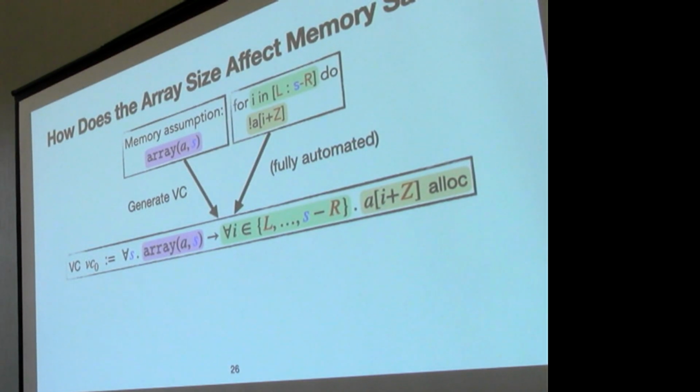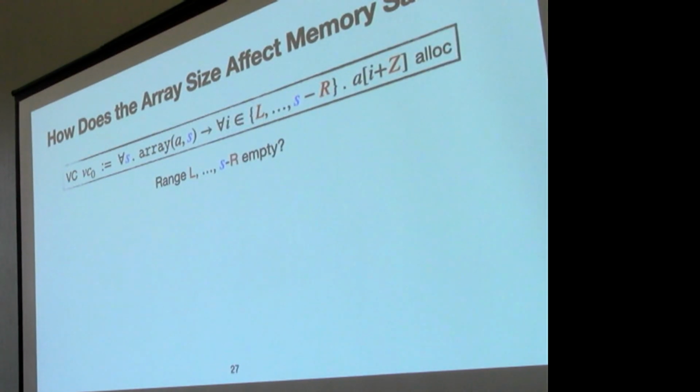Essentially what it says is that you have to prove that for every possible size S, assuming you have an allocated array of this size, the heap locations that you access need to be allocated. So, that's A at index A plus set. Okay, so now that we have this verification condition, we can forget about the program, and the VC is all that we're going to look at from now on.